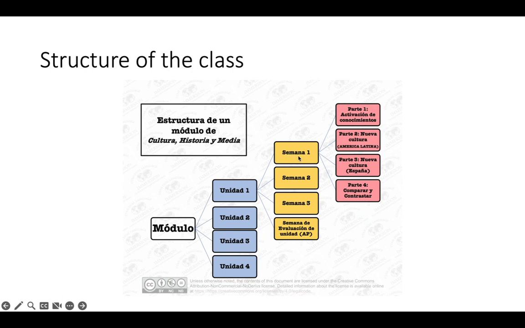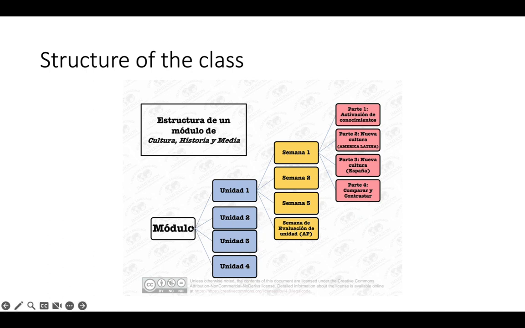Here it says weeks, semana, but it might be a little bit longer, a little bit shorter than an actual week. So that's why I'm calling them sections here. And then the fourth section of a unit follows a little bit different pattern. It's basically just a bigger activity. Okay? That connects these three sections and helps you reflect on those sections. But this is going to be the basic structure of the course.